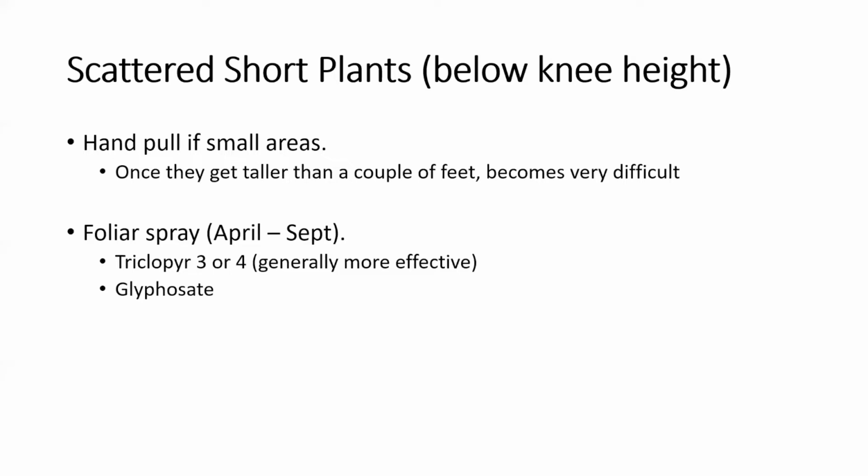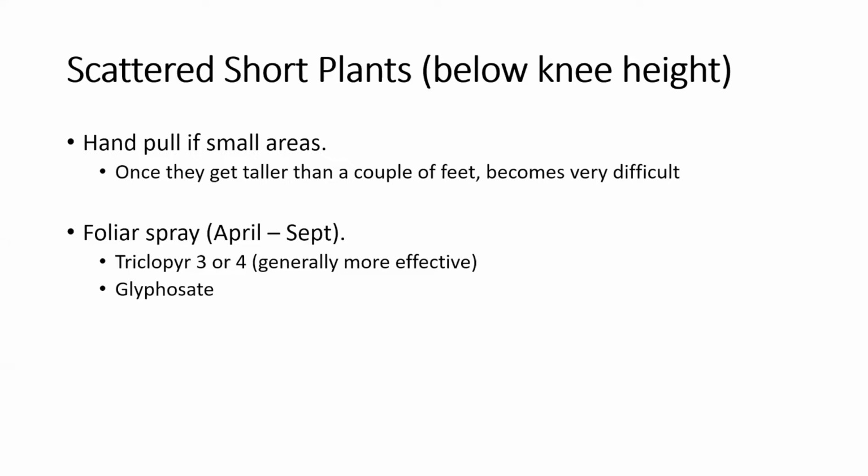You're dealing with short plants that are scattered, meaning there's not necessarily a lot of them growing close together. Then you'll find short plants that are growing really densely, lots and lots of plants in one area. More often than not, you really see mixed heights of these things. When you're dealing with scattered short plants, and some of you may recognize this from your own properties or projects you're working on, you have a couple options.